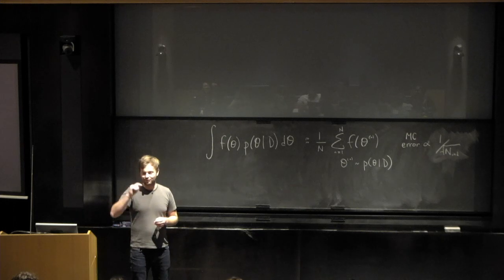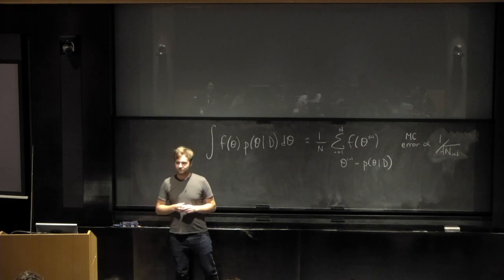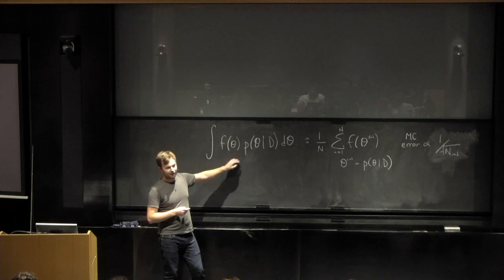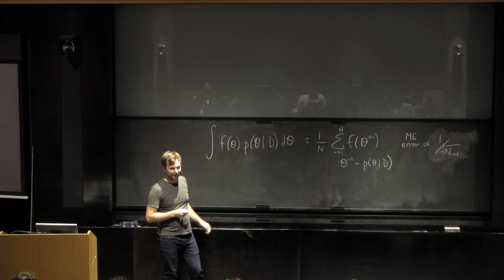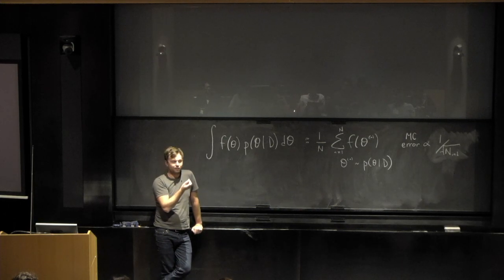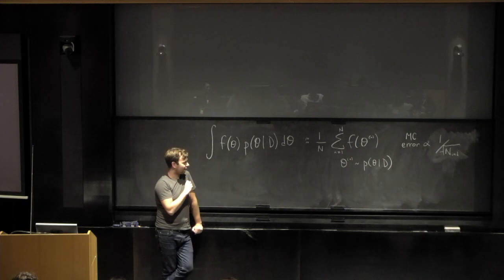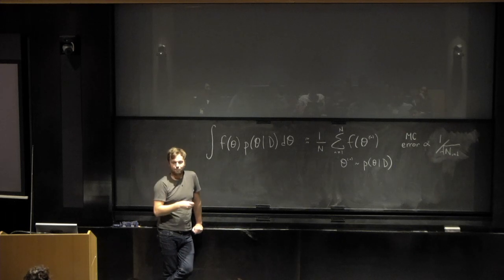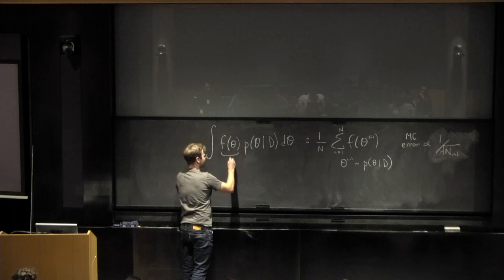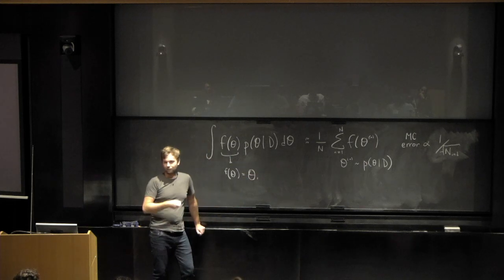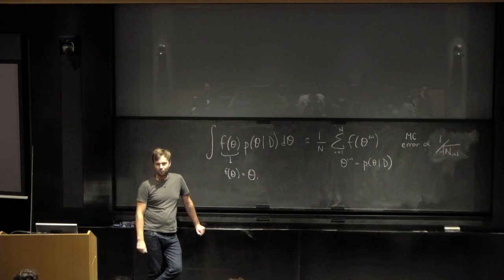Yes? Can you turn on the microphone? Again? Right. So the question was, what in this integral, what is f? And I blew past that. And so that's a great question. And so f is any function of your parameters. So for example, one thing that you might want to estimate is what is the expected value of one of your parameters? Like, what's the mean value for that parameter under your posterior? In that case, you would have f of theta would just be theta 1 if you wanted to know what the expected value is for parameter number 1.